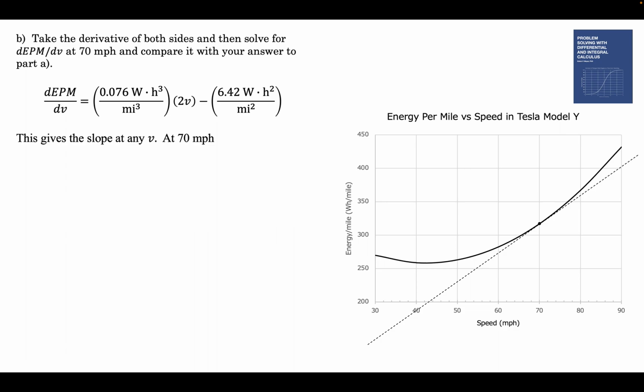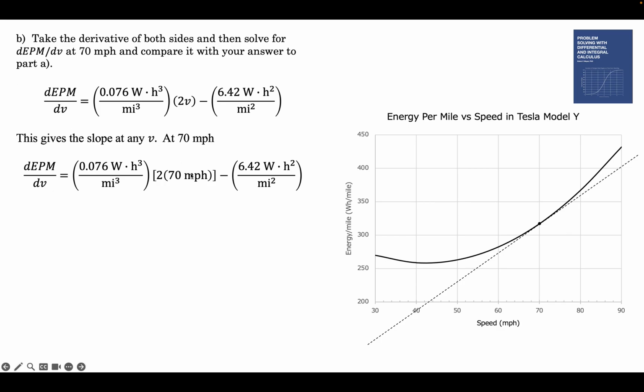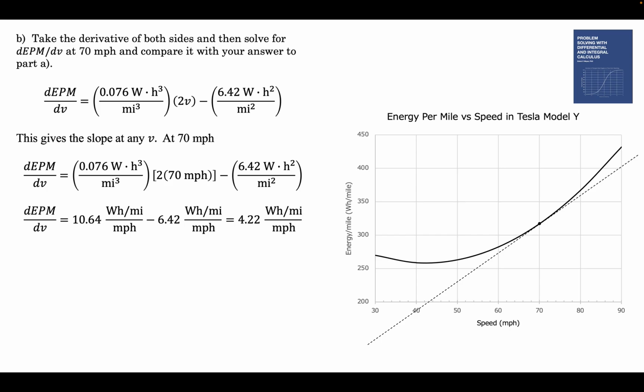So at 70 miles an hour, we just plug it in right here. Get the slope. We punch the buttons on the calculator, and this one's 10.64 watt hours per mile an hour. Subtract 6.42, we get 4.22 watt hours per mile each mile per hour. And if you remember, we got 4.25 from the tangent line, and we're very happy with that. Close enough. The tangent line is tough.